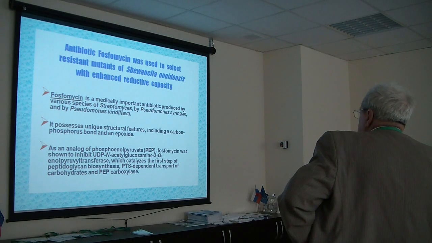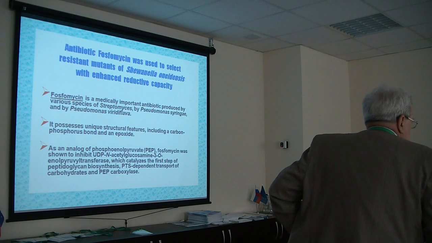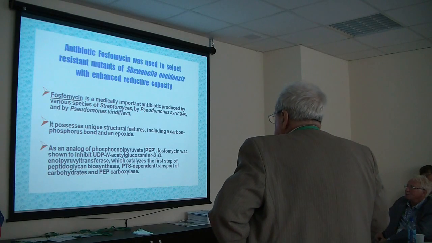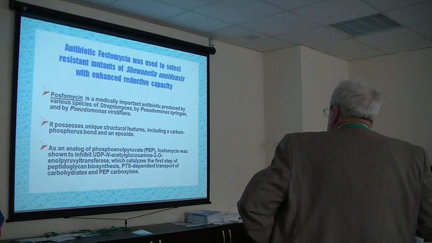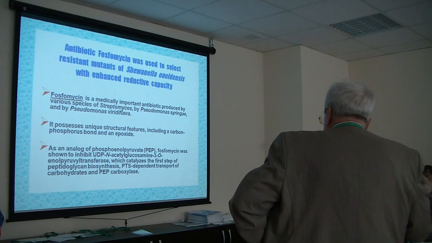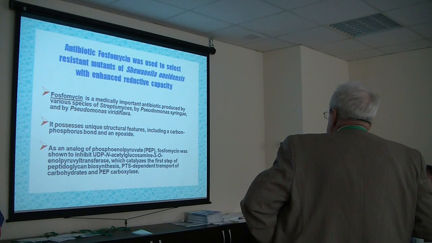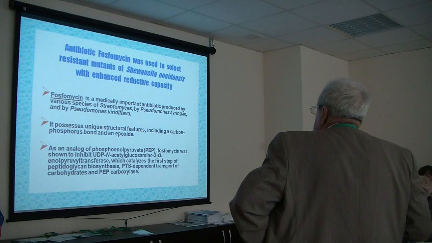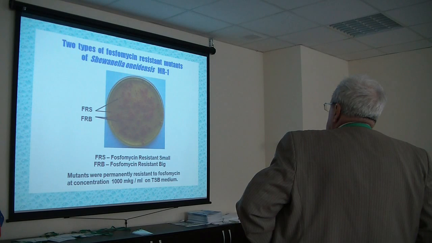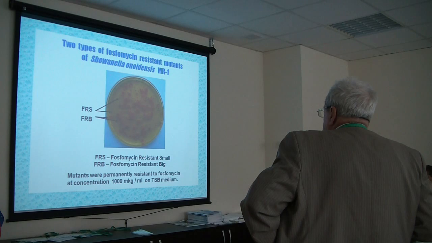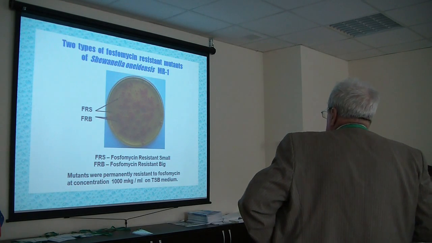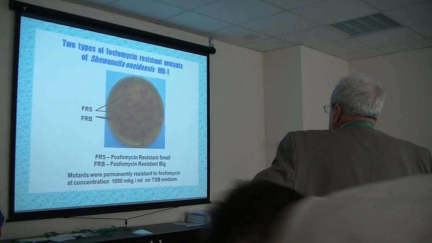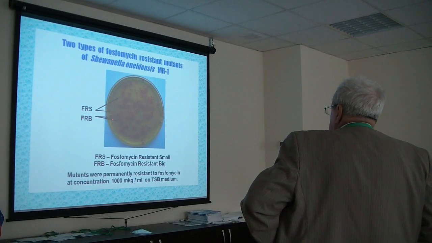Fosfomycin is a structural analog of phosphoenolpyruvate. Phosphoenolpyruvate is the main, central molecule in the central metabolic pathway. So we constructed the strain of Shewanella oneidensis, the best-known bacterium in this field. Next slide. And you have mutants which are resistant to 100 micrograms per milliliter of this antibiotic. There are mutants of two types, small and big colonies.